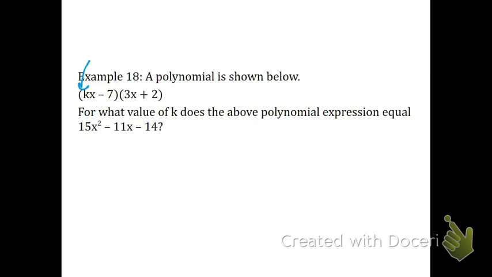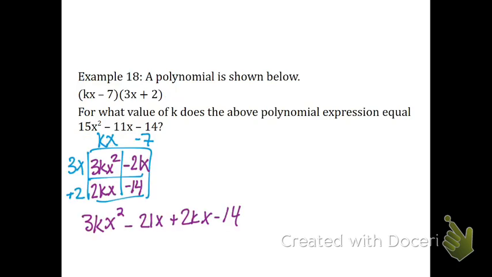We're not really sure what it is, but we do know that once we've distributed it and combined our like terms, we should end up with this. So what we want to do is work backwards and figure out what number k would have been to make that work out. What I suggest is you pretend k is a variable for the time being and multiply these out. Use whatever method you're comfortable with, the area model or the distribution method. Go ahead and try that first.